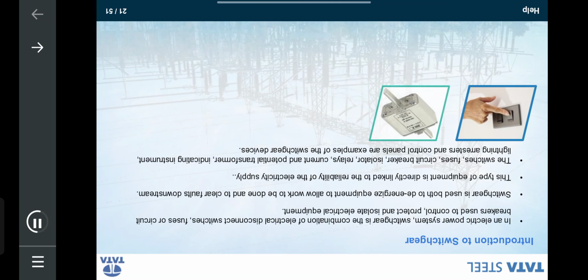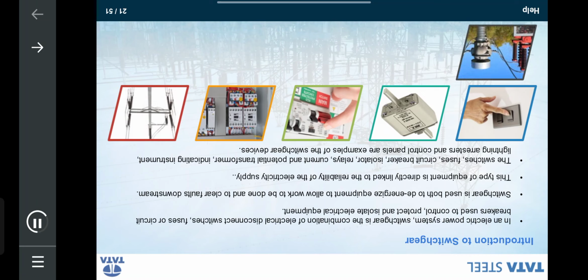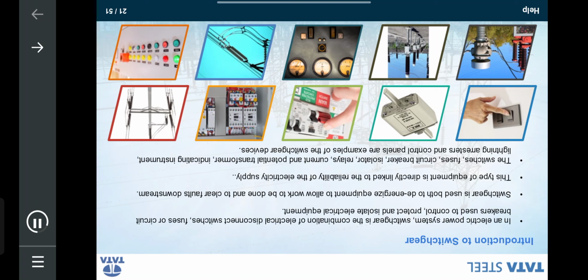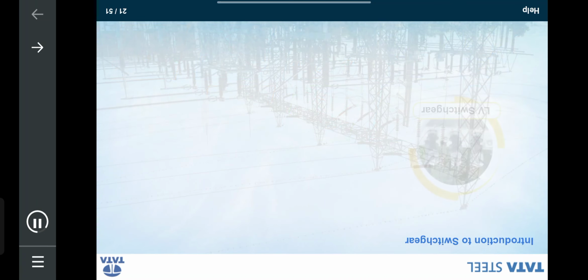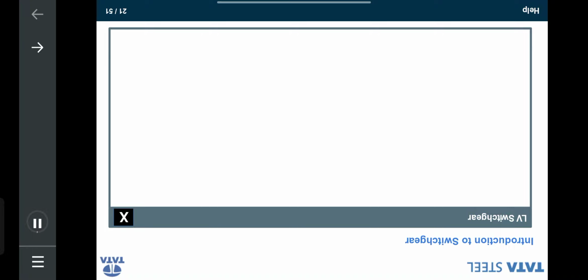The switches, fuses, circuit breakers, isolators, relays, current and potential transformers, indicating instruments, lightning arresters, and control panels are examples of switchgear devices. Click the respective images to know about LV, MV, and HV switchgears.